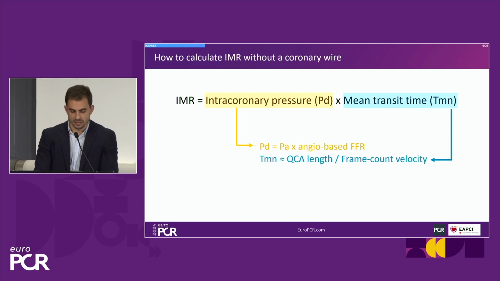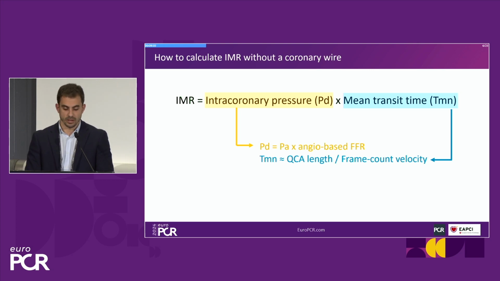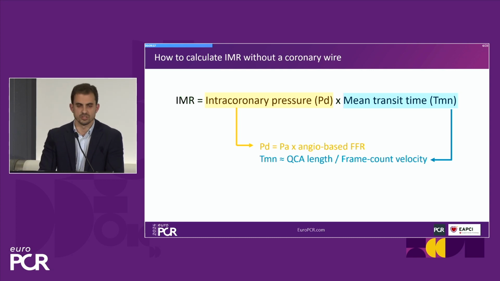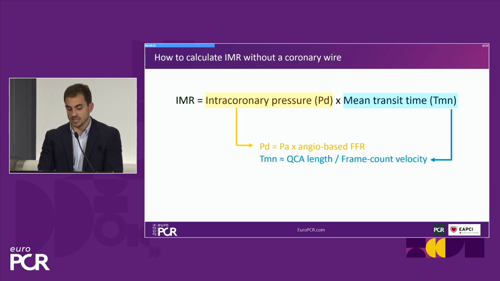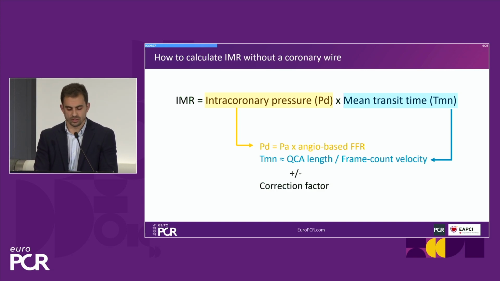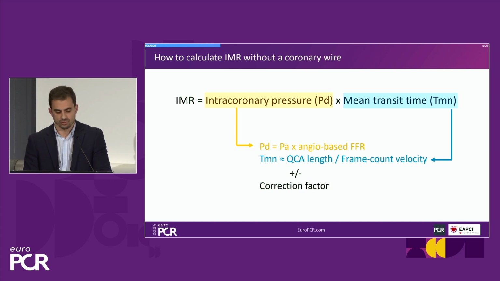We can infer intracoronary pressure by knowing our arterial pressure and also QFR. And we can also infer mean transit time by QCA, knowing the length of the vessel we are dealing with, and also the frame count velocity, which is basically the velocity at which the contrast media flows to fill the vessel. Then we may or may not apply a correction factor. So with this simplified formula, we will be able to infer angio-IMR, or IMR, without a wire.